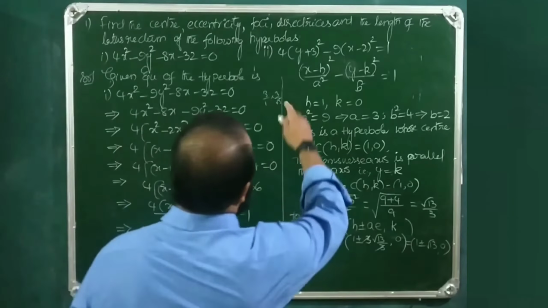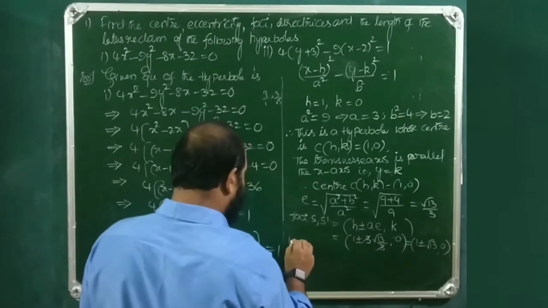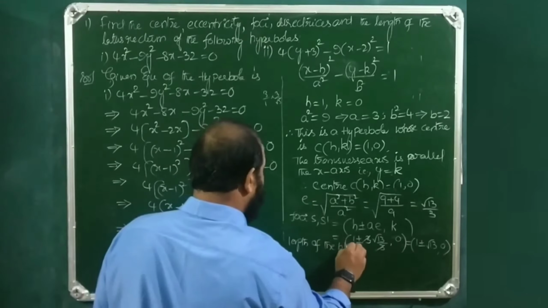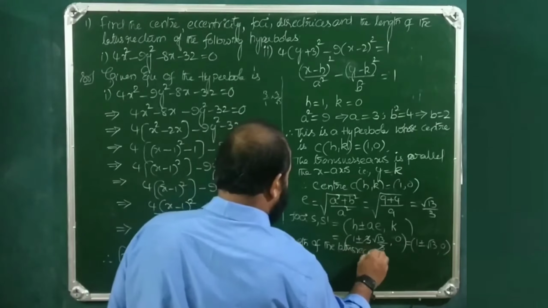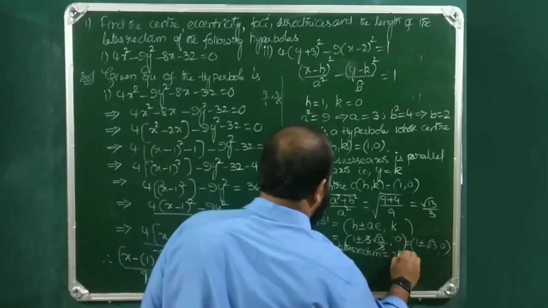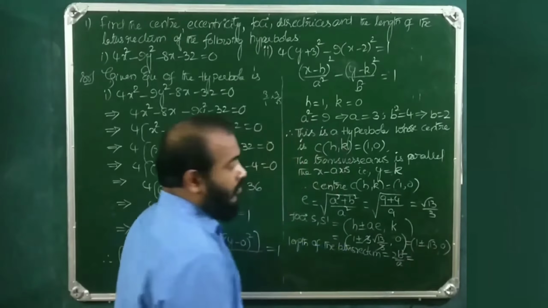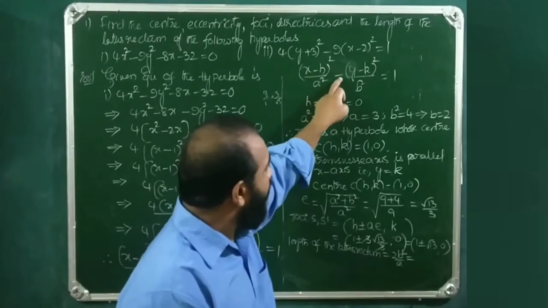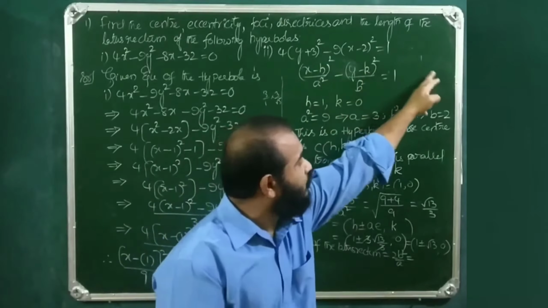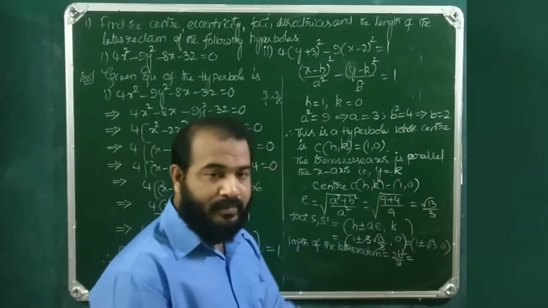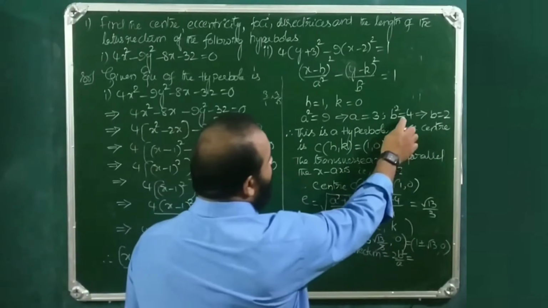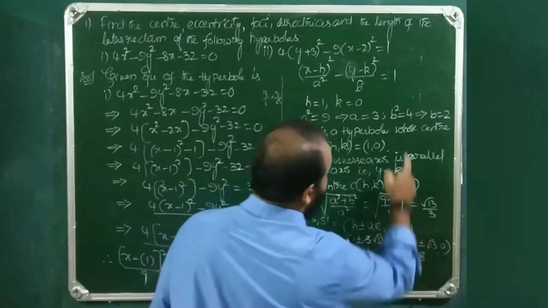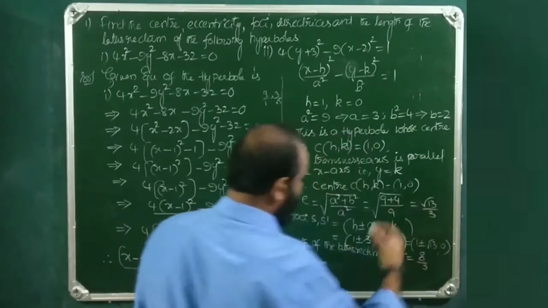Now, the length of the latus rectum is equal to 2b square by a. But for the conjugate hyperbola, x minus h whole square by a square minus y minus k whole square by b square equals minus 1, for that it is 2a square by b. So here 2b square by a. b square is 4. 4 into 2, 8 by a is 3. So this.